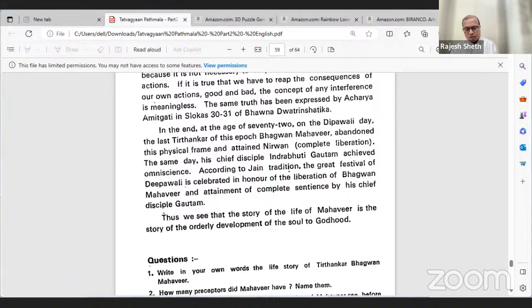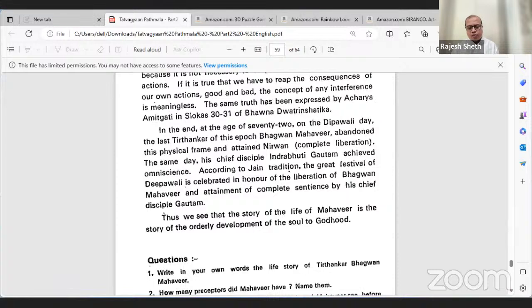The same truth has been expressed by Acharya Amitgati in slokas 30-31 of Bhavna Dvatrinshatika, that is Bhavna Battisi. So this is the last chapter of Tattvagyan part 1. We just finished it last month only. Okay, in that you can see the verse numbers 30 and 31.